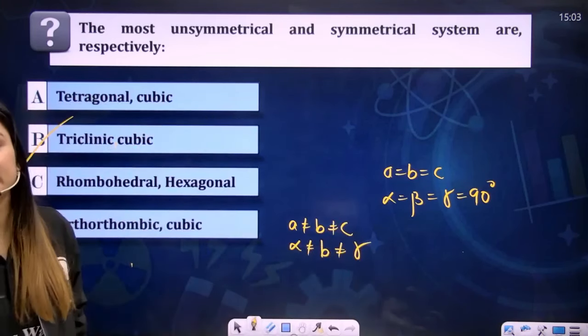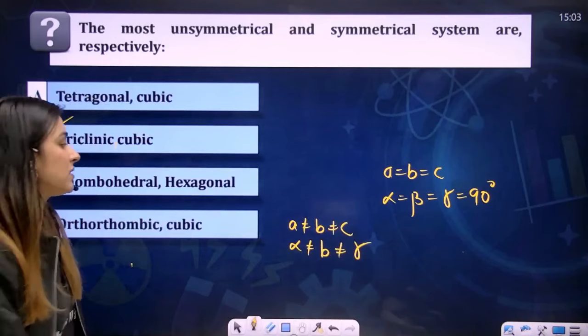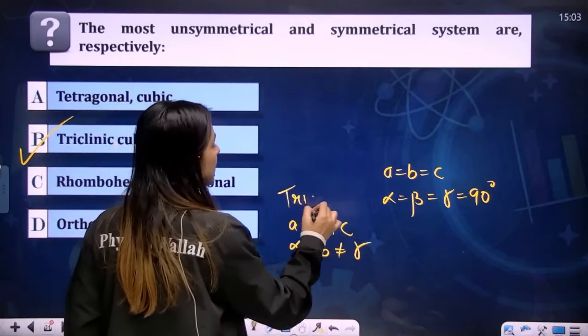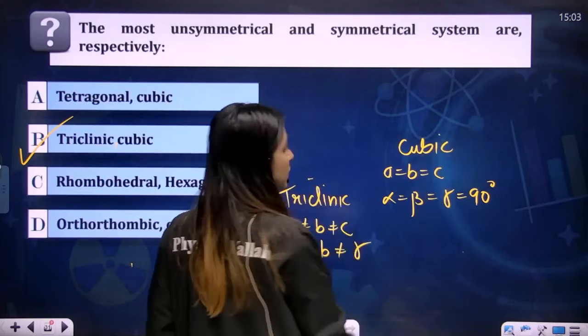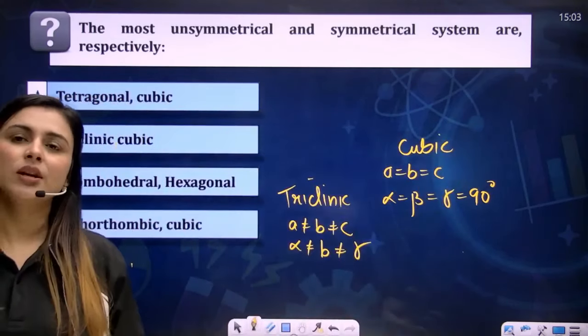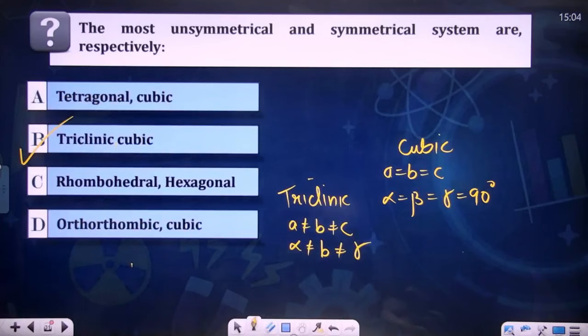Okay, this is something very important for you. This is your triclinic, the most unsymmetric. And this is your cubic, the most symmetric. Remember these two. Generally, questions are asked from these two. Okay, perfect.